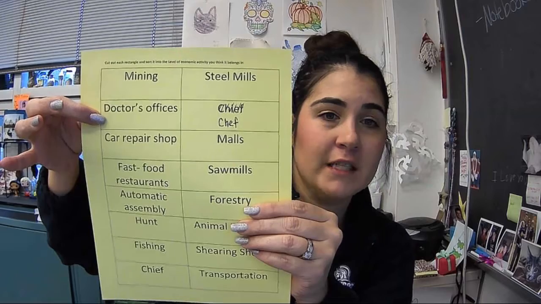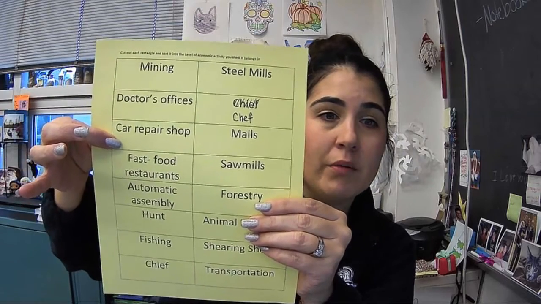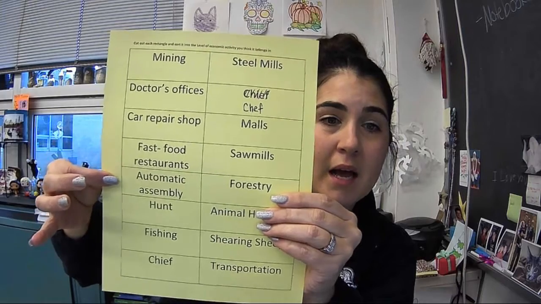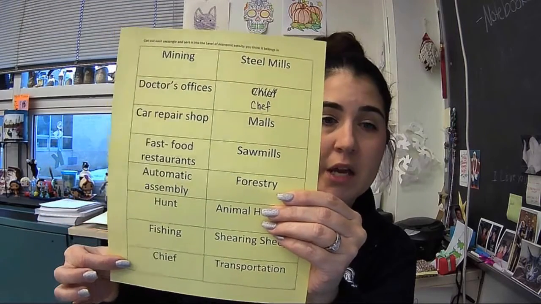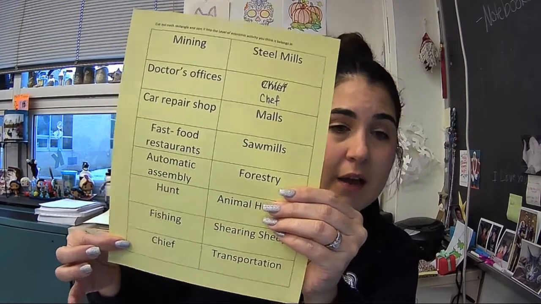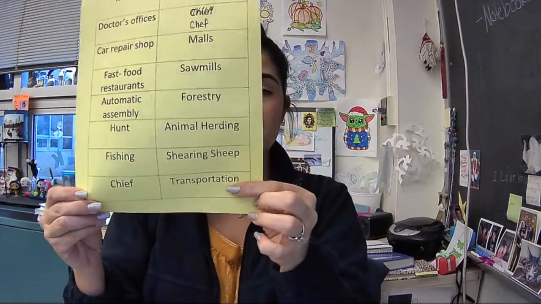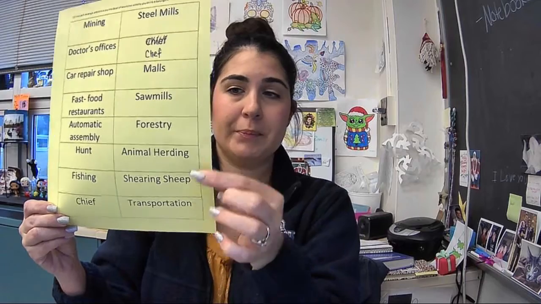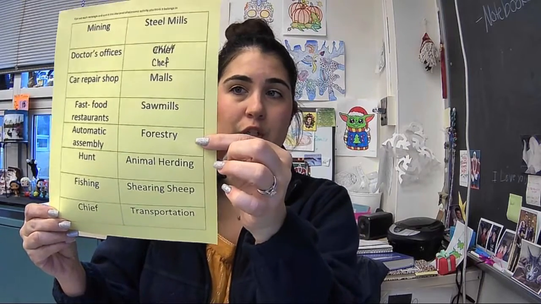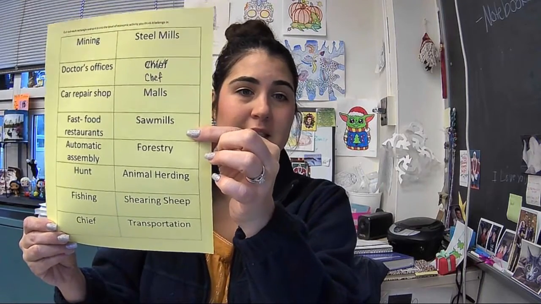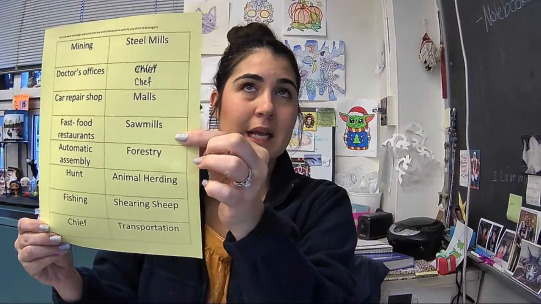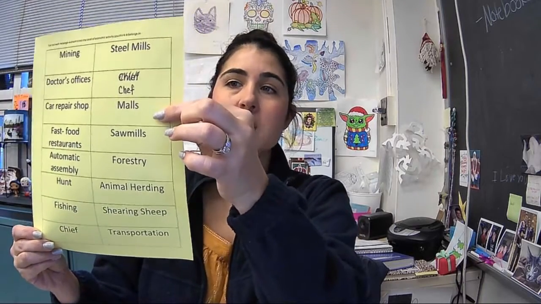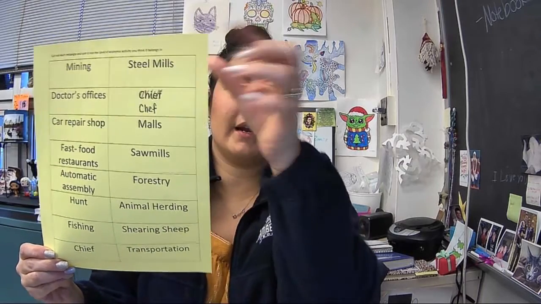A doctor's office, car repair shop, fast food restaurant, automatic assembly, hunting, fishing, chief, like a head of a fire chief or something, transportation, shearing sheep, which is cutting off the wool from a sheep, animal herding, forestry, sawmills, which is kind of like a steel mill, but instead it's taking the trees and making them into lumber, malls, and a chef, and then steel mill.